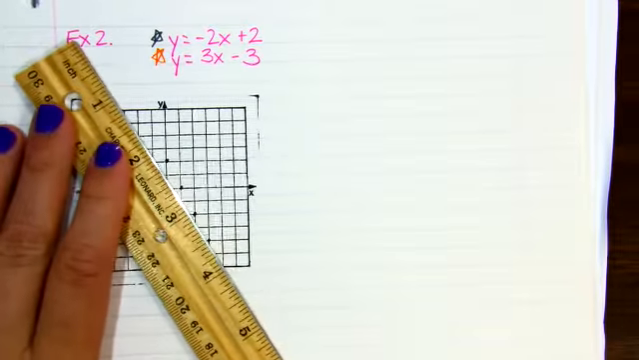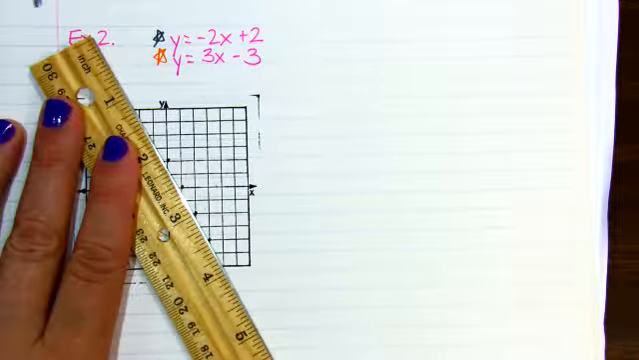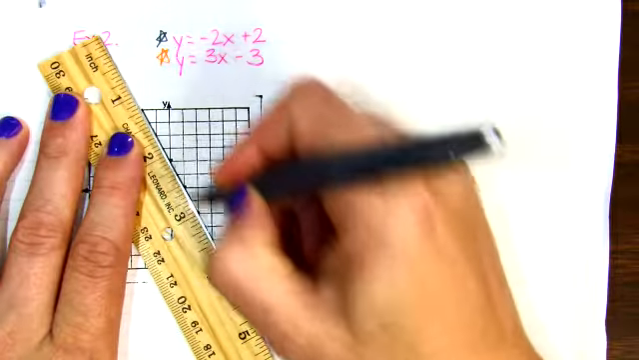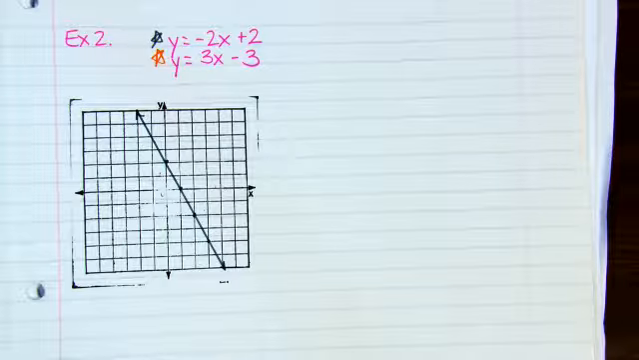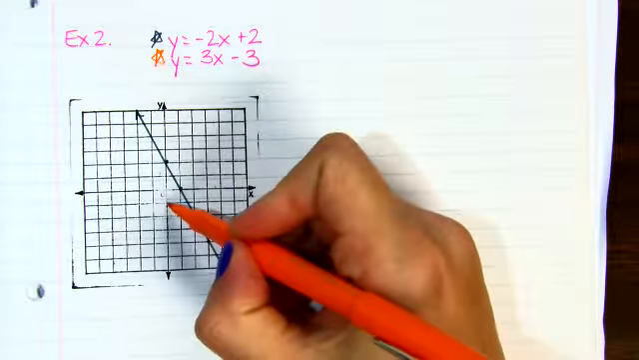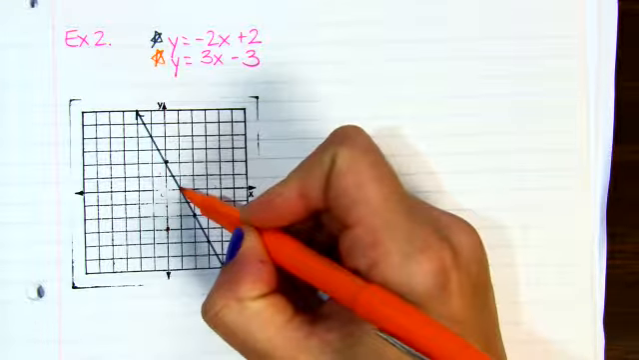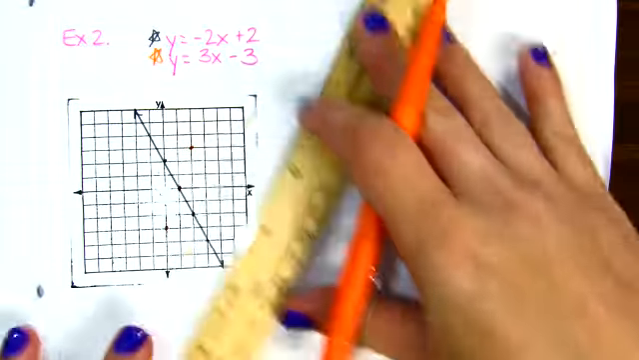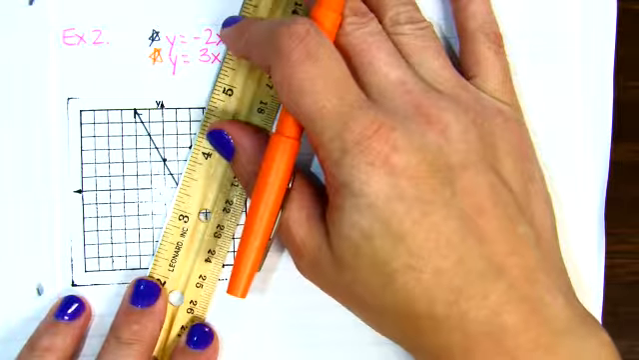The more accurate my graph is, the better my answer is going to be. So let's try and get a nice, straight, accurate line there. So there's the graph of my first equation. My second equation is going to start at negative 3, and it's going to go up 3 over 1, up 3 over 1. So let's connect those points again, trying to keep it really accurate.